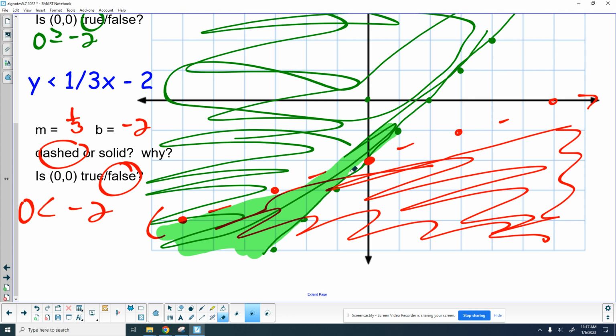Whoops, that went up too high. I shouldn't be up here. There we go. That's better. So it's this little area right here that's included in the double shading.